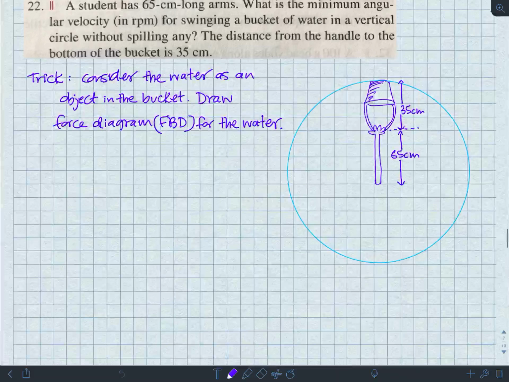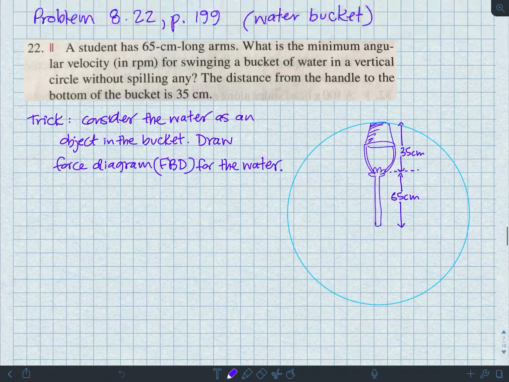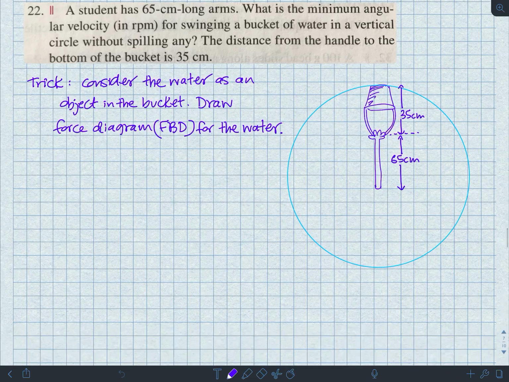And let's look at that at the top. Okay, so we're trying to figure out what is this minimum angular velocity. We'll get to that shortly, but we want to know what's the slowest velocity we can spin this at so that the water does not come out. Okay, let's draw a force diagram for the water when it's at the top.